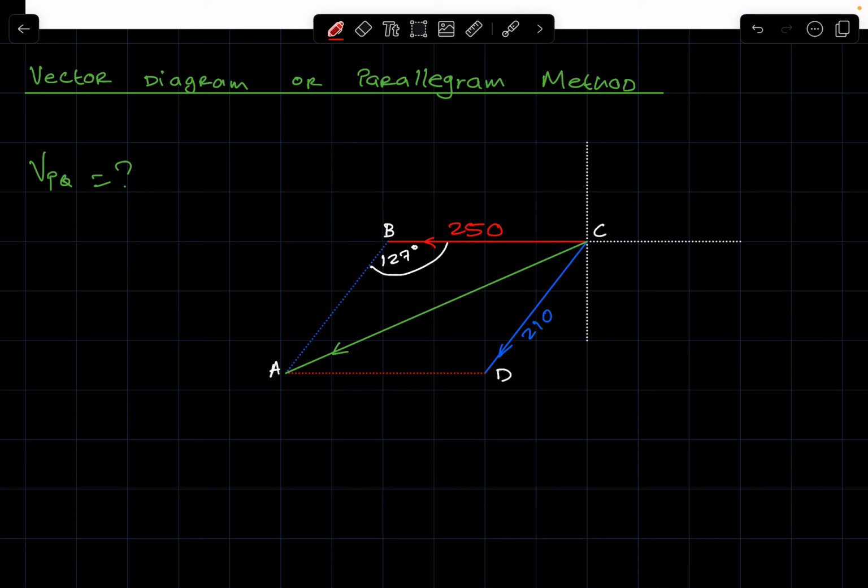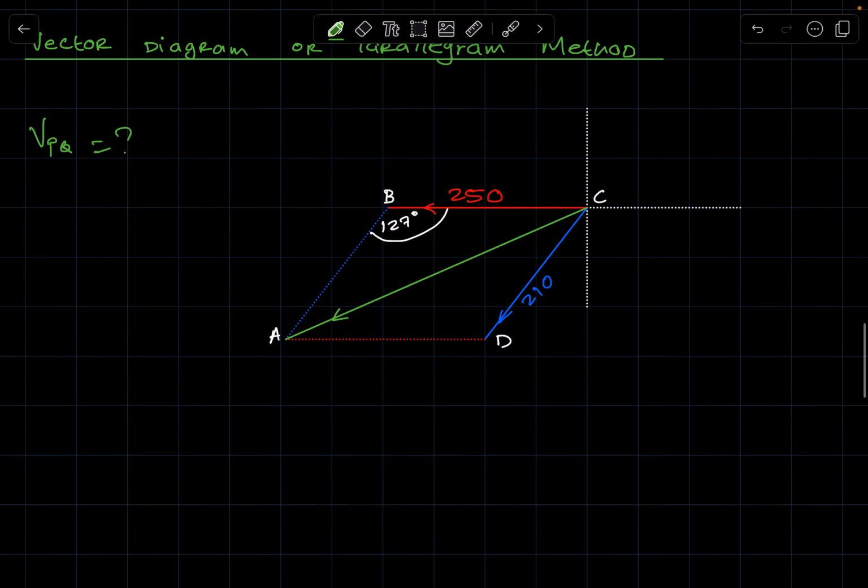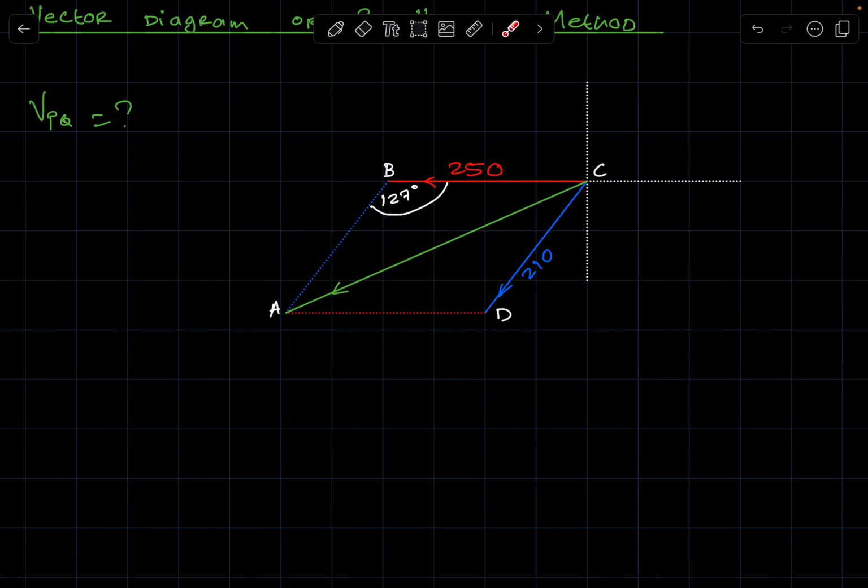Once you've established that, remember what it is that we're looking for. We're looking for the resultant. The velocity of P relative to Q is the resultant of the two vectors, and the resultant of the two vectors is this one here. So in using the parallelogram method, we want to determine this vector, the resultant of this parallelogram. And since we've established that this angle is an included angle, we are simply going to use the cosine rule.